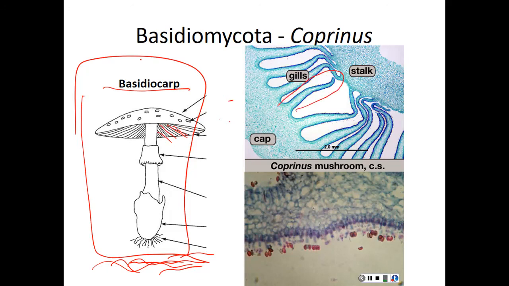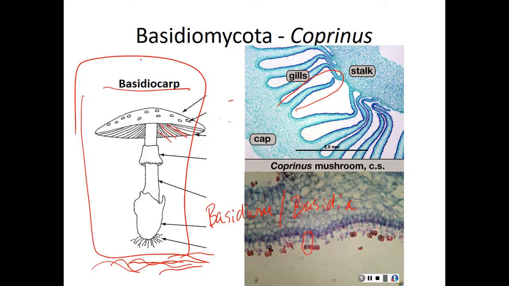If we were to look at the gills underneath the cap of the mushroom and zoom in, each of these gills would look something like this. Now, you see all those little purple dots? Let's zoom in on one of those little purple dots. Kind of hard to see, but that's one of them. That structure is called a basidium, or if we're talking plural, basidia.